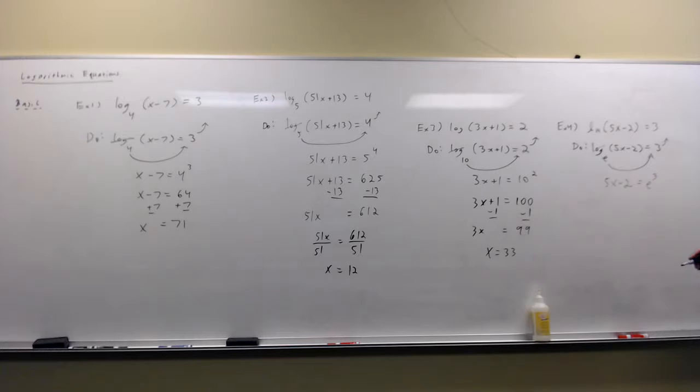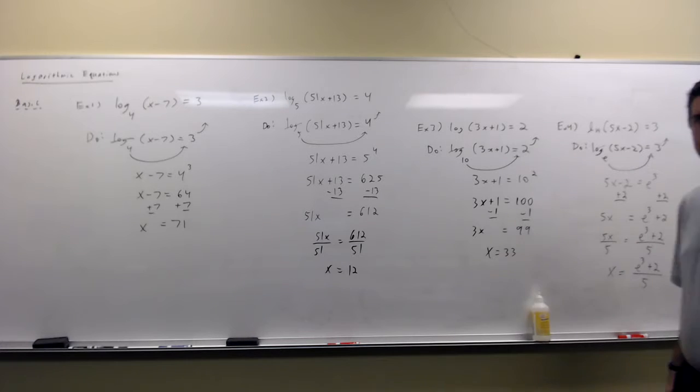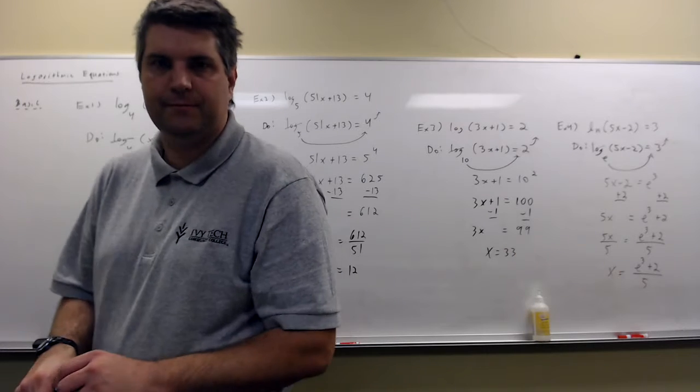So next step, go ahead and add the 2. So we have 5x equals e cubed plus 2, then divide out the 5. And x equals e cubed plus 2 over 5. So that's the exact solution.